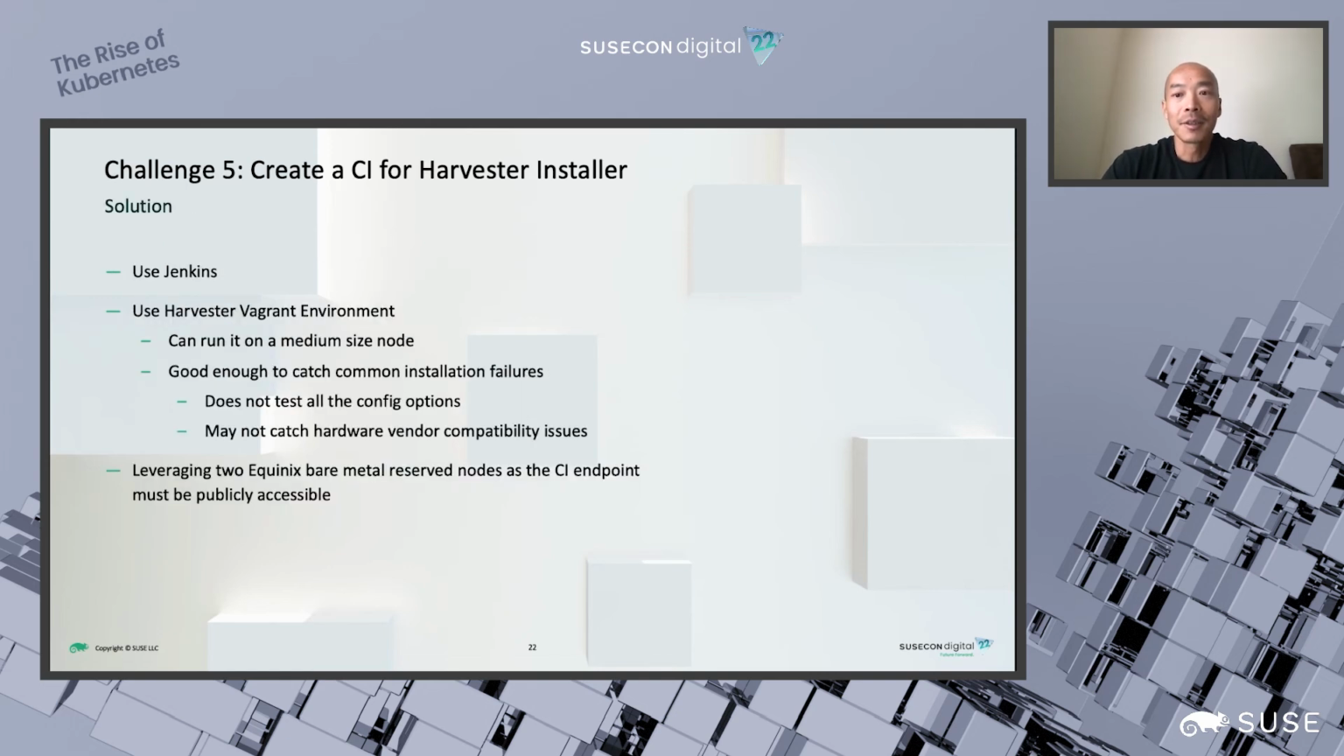Luckily, the Harvester team were able to obtain 2 Econex bare metal nodes for our CI. We simply provision Jenkins on those nodes, one master node and one agent node. And we decided to use Harvester Vagrant to test the installation since we don't need large nodes to run that. And it should catch the most common installation failures.